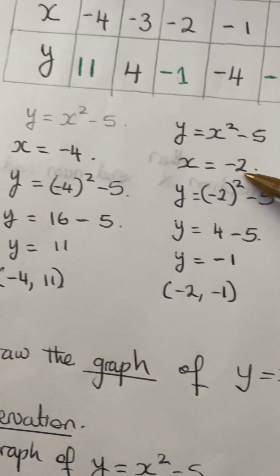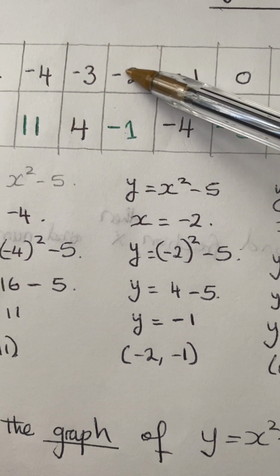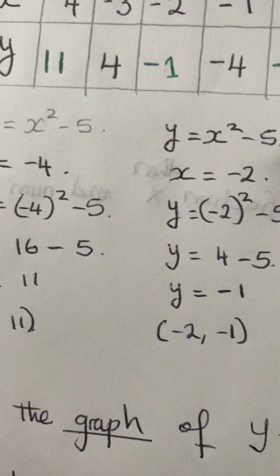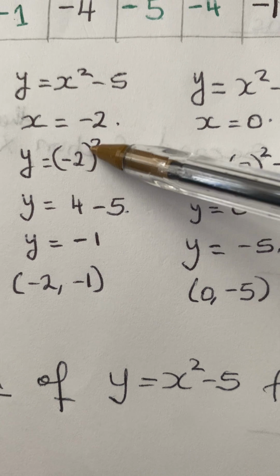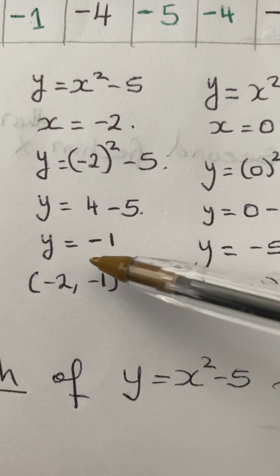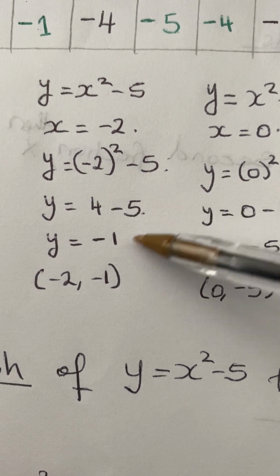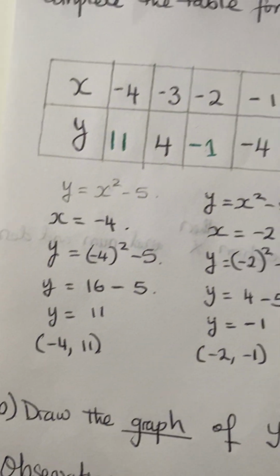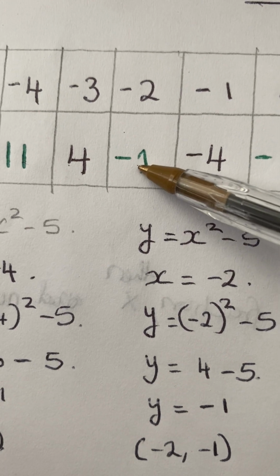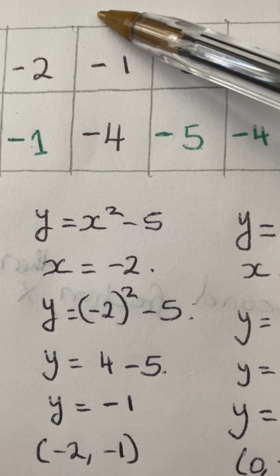Now x equals minus 2. We've been given minus 3, so I'm going to find x equals minus 2. When x is minus 2, minus 2 all squared is 4, minus 5. So y will be minus 1. 4 minus 5 is minus 1. So I'll come here, and that's my minus 1 in green. They've done this for us.